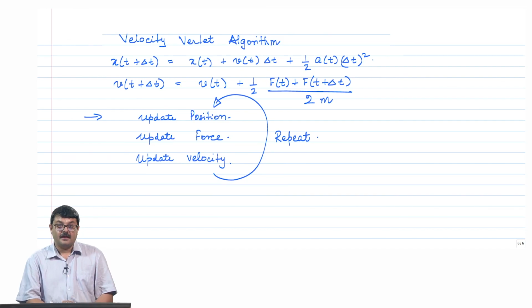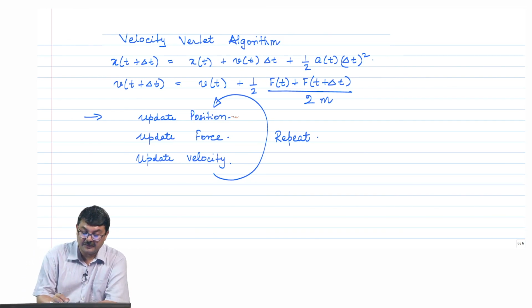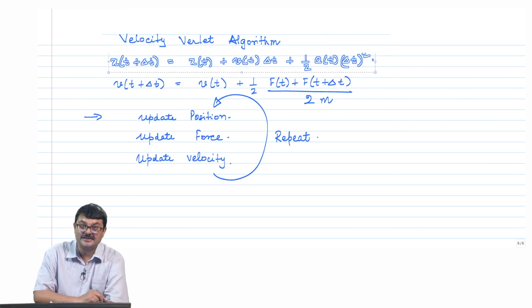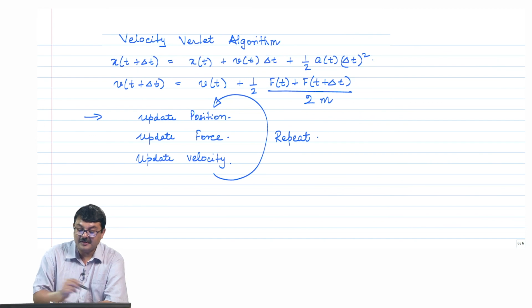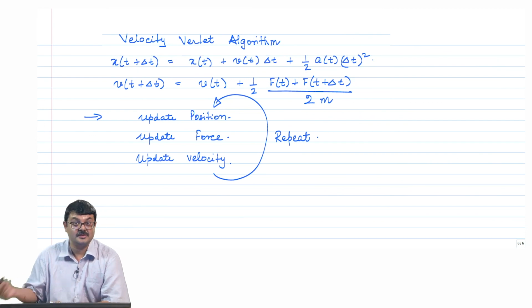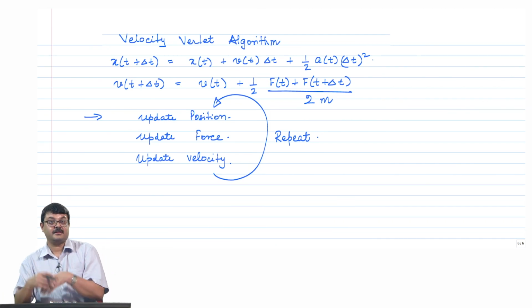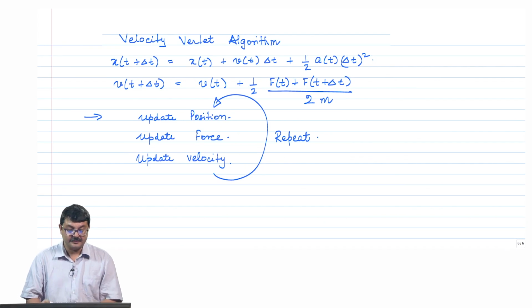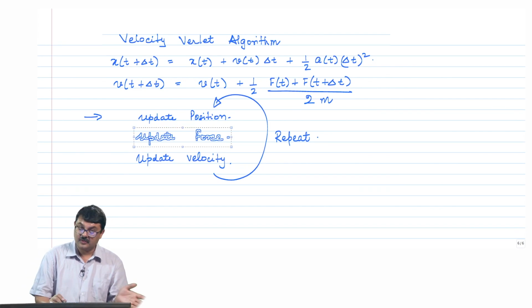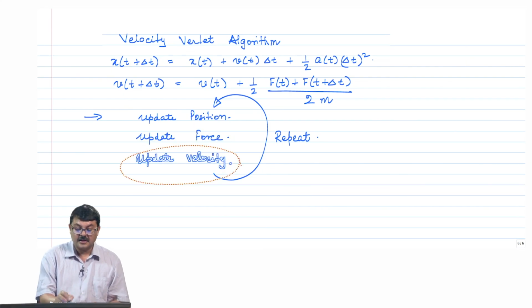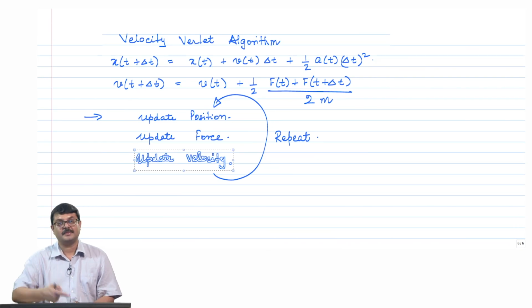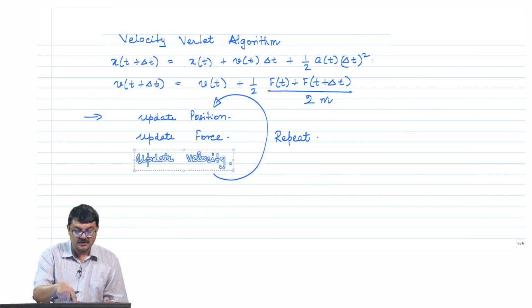So, in the Verlet algorithm, you have to update the position first using this equation. Once you have x(t+Δt), you can calculate f(t+Δt), right, because you have the new position, and with the new positions you can calculate the new forces. Save the old force in some other array. So, you have to update the force, save the old force, and with these new two forces update velocity, and that is all that is there to molecular dynamics. Repeat.